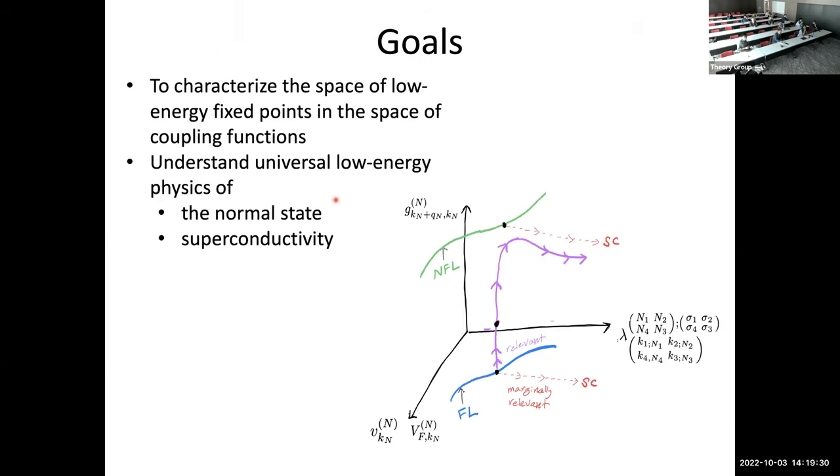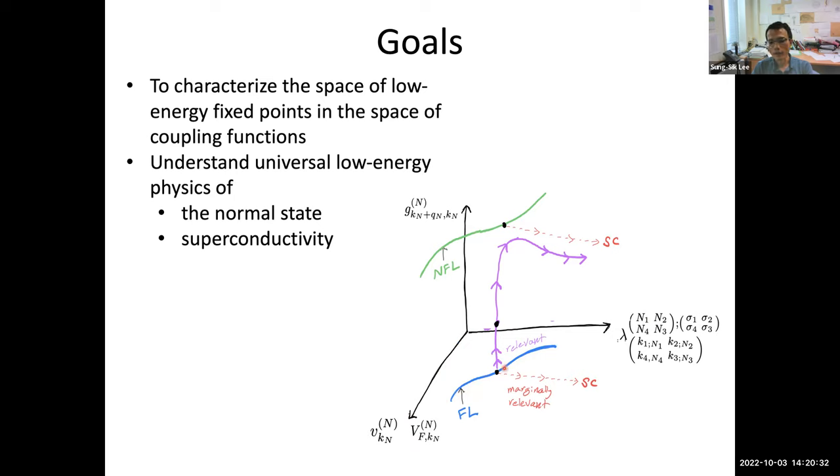Okay, so this is the theory, and a theory is characterized by coupling functions. So we have to consider the space of coupling functions, and our goal is to understand the flow of the coupling functions, identify fixed points, and understand the low-energy physics at and near the fixed points. Here is a schematic diagram. If we didn't have the Yukawa coupling, in the subspace of the little v, the shape of the Fermi surface, the Fermi velocity, and the four-fermion coupling, we have the manifold of Fermi liquid fixed points, right?